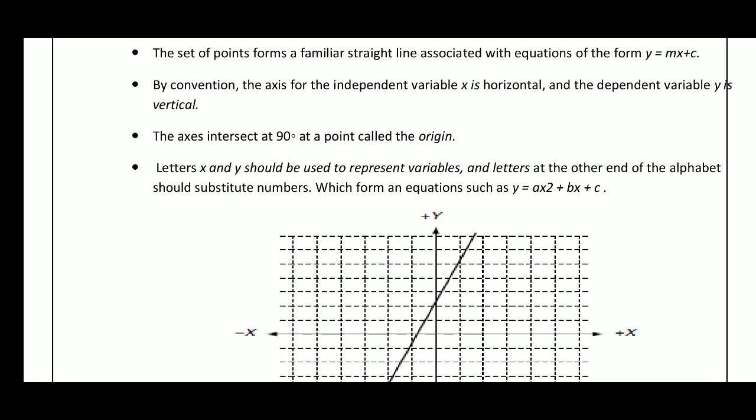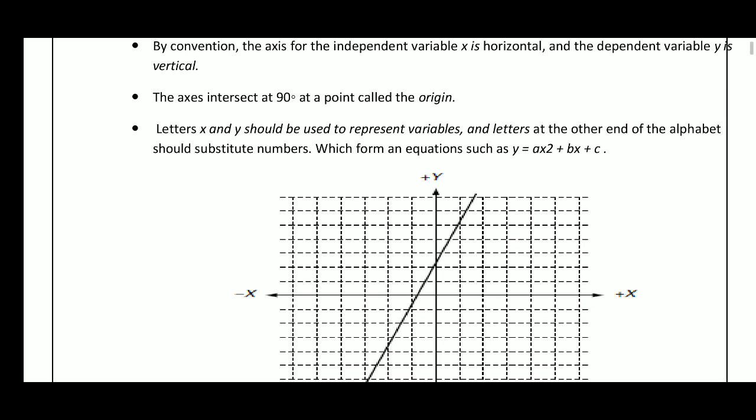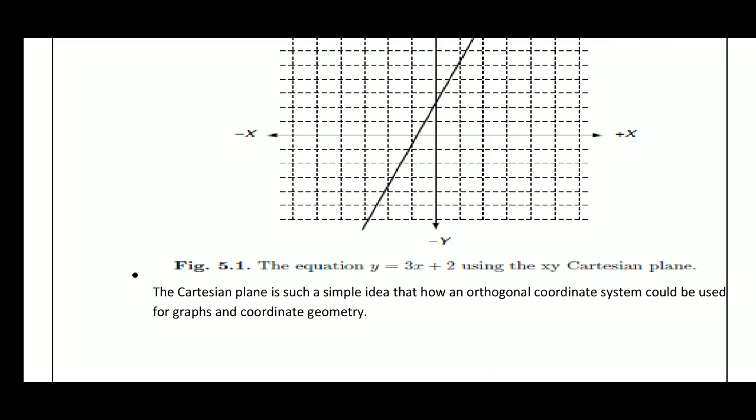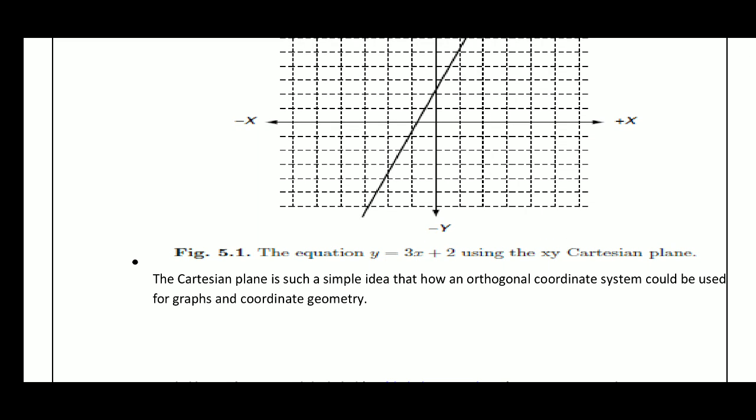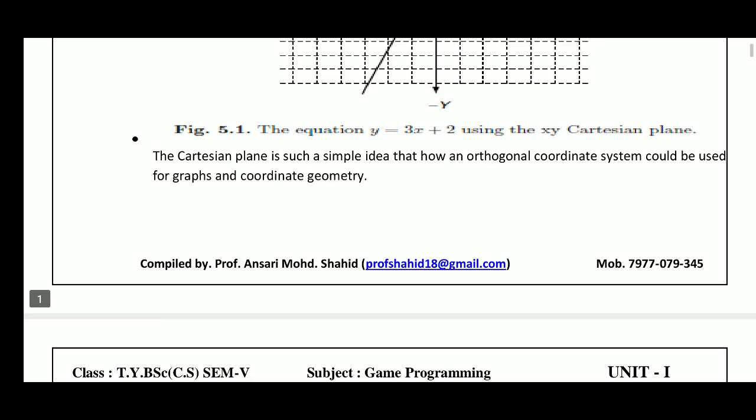Letters x and y should be used to represent variables. So to represent the equation, the letters which are used are called variables. At the other end of the alphabet should be substitute numbers. So the numbers in the equation should be substituted to calculate the value, which forms an equation such as y is equal to ax squared plus bx plus c. So this is the equation on which your Cartesian coordinate system works. The Cartesian plane is such a simple idea of how an orthogonal coordinate system should be used for graphs. It is the very easiest and most formulated way to put an equation on the graph.